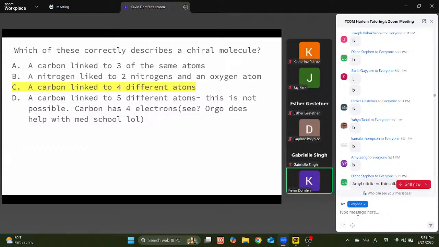A chiral molecule is a carbon that is linked to four different atoms, right?